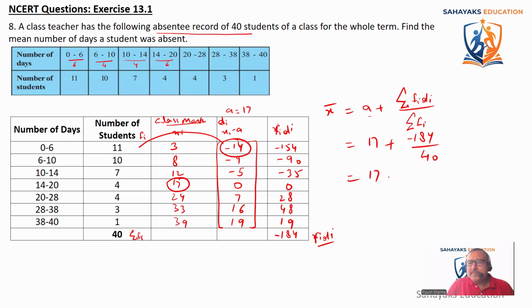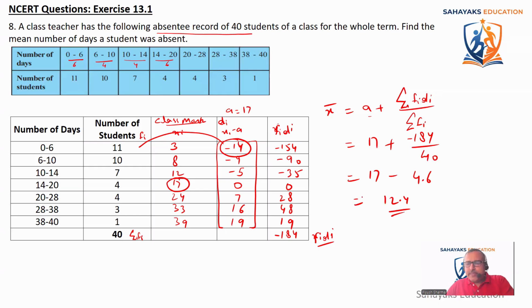So it becomes 17 minus 4.6. So 17 minus 4.6 comes out to be 12.4. So 12.4 is the mean here. 12.4 is the mean number of days the students are taking off. It's huge. 12 days of off.